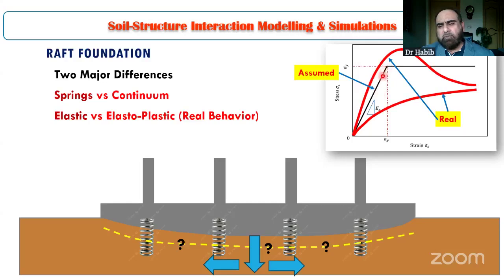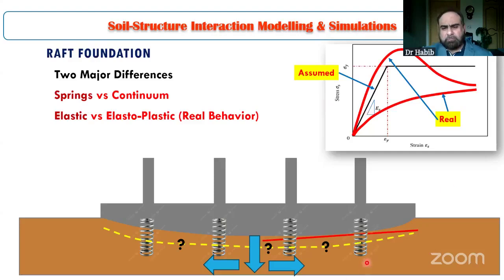For example, if we are assuming like this and the real behavior is like this, then we are definitely over designing our system. And if we are assuming like this and the real behavior of the soil is like this, then there is an under-designed effect, or we are definitely causing some safety issues in the structure. It may not be a big safety issue, but definitely some durability issues come into the picture. This is what I would like to highlight.